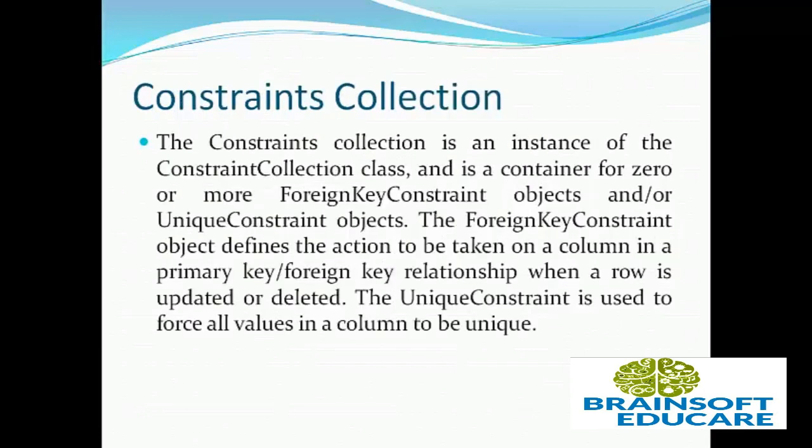Now let's see the constraint collection. The constraint collection is an instance of the ConstraintCollection class and is a container for zero or more ForeignKeyConstraint objects and/or UniqueConstraint objects. The ForeignKeyConstraint object defines the action to be taken on a column in a primary key foreign key relationship when a row is updated or deleted, and the UniqueConstraint is used to force all the values in a column to be unique.